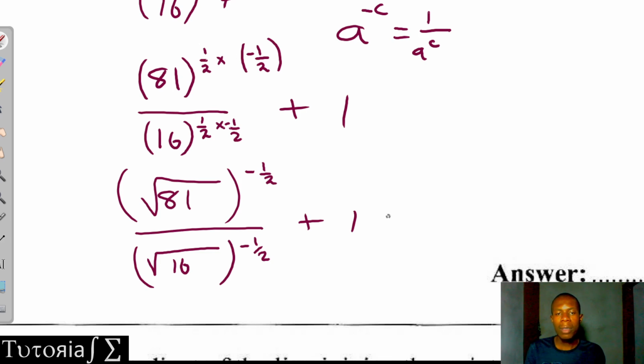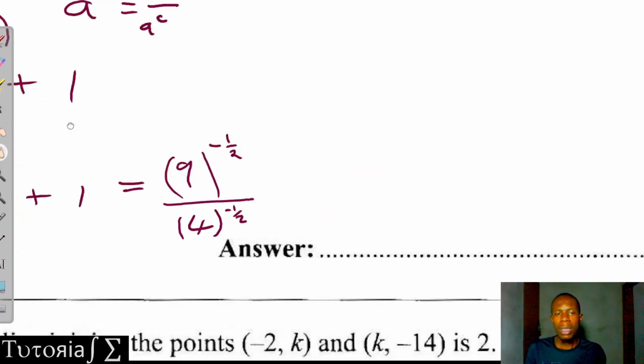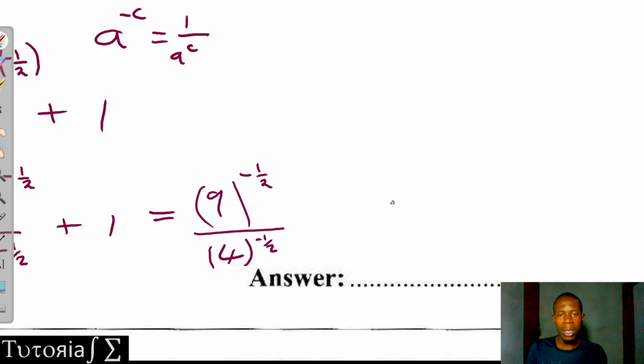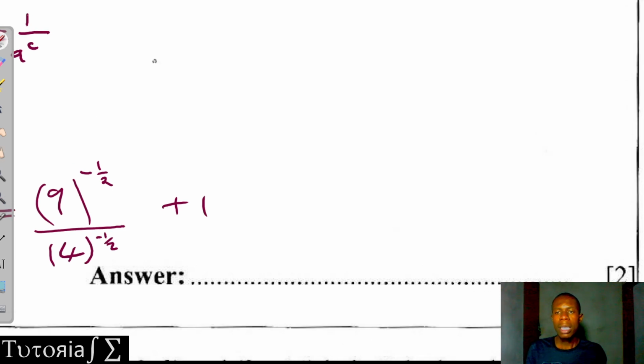The square root of 81 is basically 9, so 9 times 9 will give you 81. So this would be 9 to the power negative 1 over 2, divided by 4, since 4 times 4 will give you 16. So 4 to the power negative 1 over 2. Now remember what we said: there is a plus 1 here. Don't forget the plus 1.